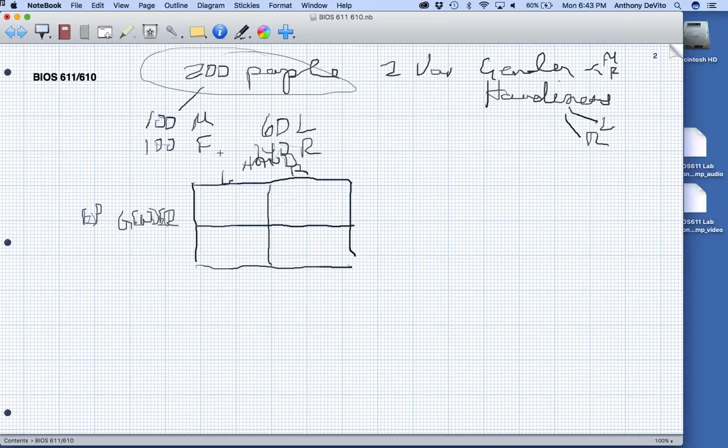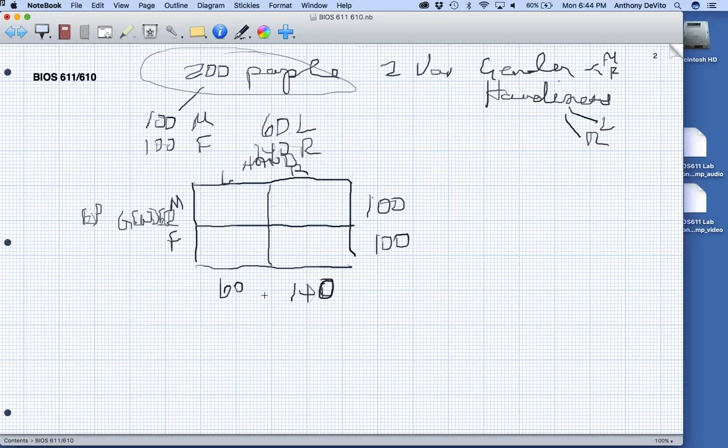Let's say now we actually analyze the data, and this is males and females. We know that there are 100 males and 100 females, so I can just go straight across. And we know that there are 60 left-handers and 140 right-handers. So just what we know about this population already lets me fill in those blanks around the perimeter of these boxes. But we don't know what the distribution is in here.